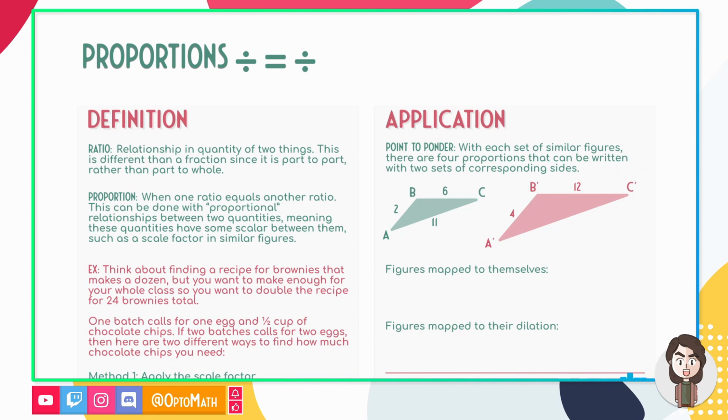Proportions. We talk about proportions as a ratio equaling a ratio. So before we can really understand that, we have to make sure we are understanding what a ratio is. It's a relationship in quantity of two things. This is different than a fraction because you can have it as part to part rather than part to whole. So in a moment when we talk about side divided by side, that's like a part to part. So it's like a ratio. And proportions are when one ratio equals another ratio.